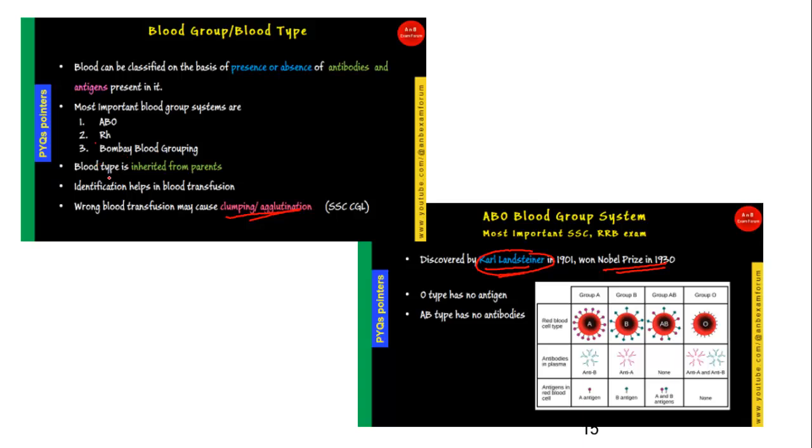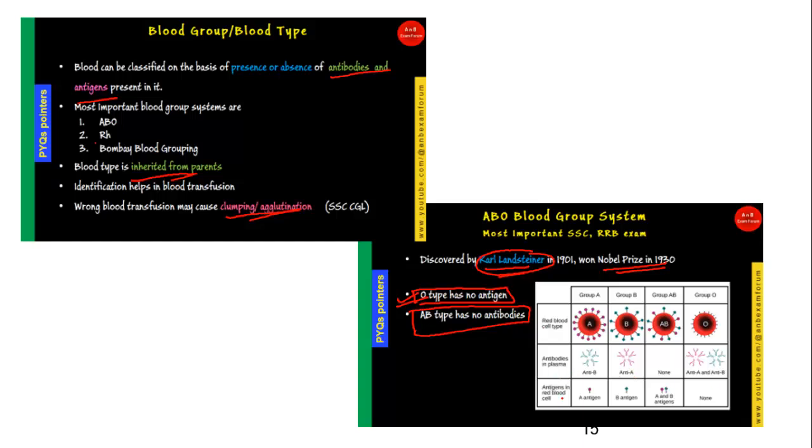This blood type is basically what you get from your parents, and it is classified on the basis of whether antibodies or antigens are present. There are 4 types of blood group as per the ABO system: group A, group B, group AB, and group O. Type O has no antigen, whereas AB type has no antibodies. These are 2 important things.